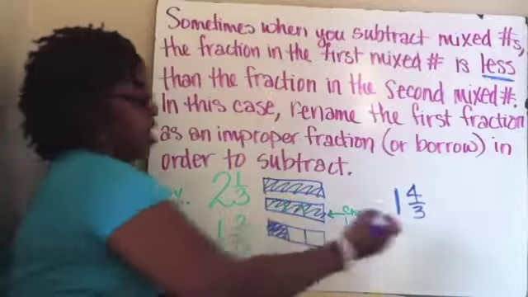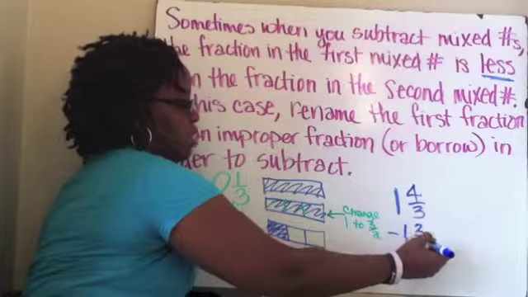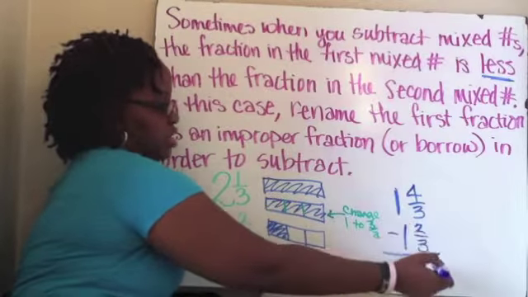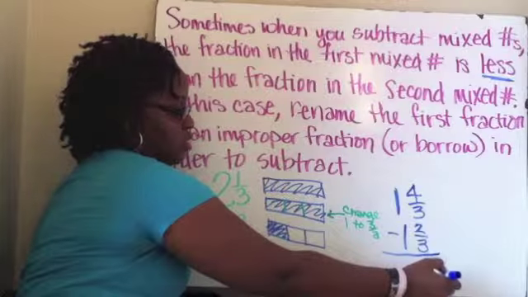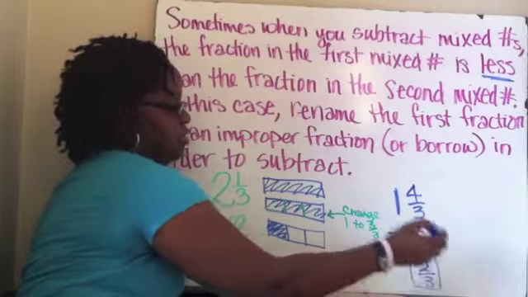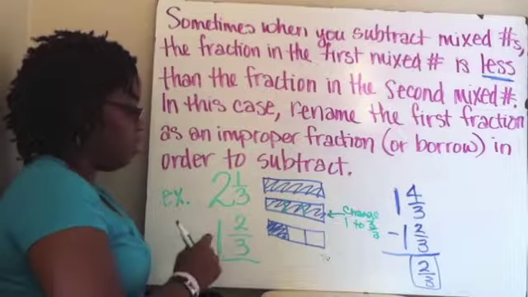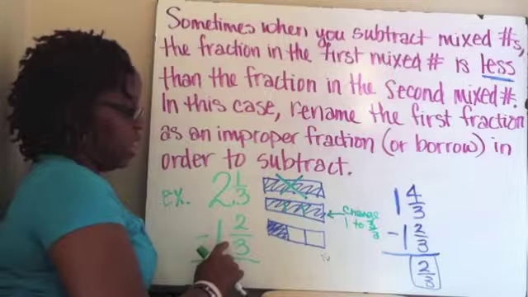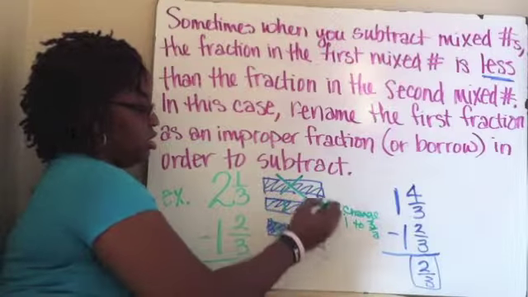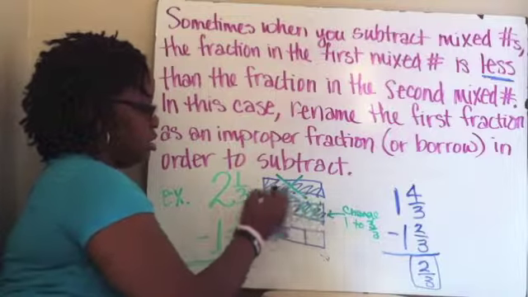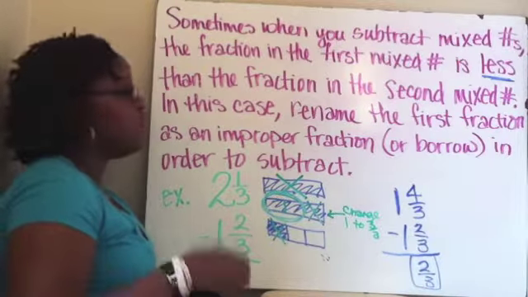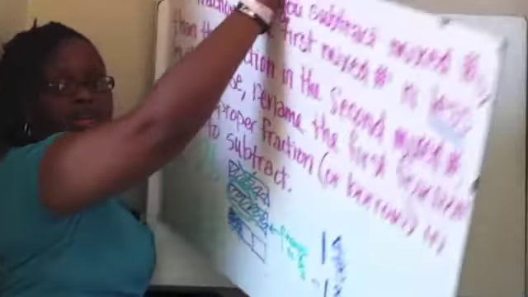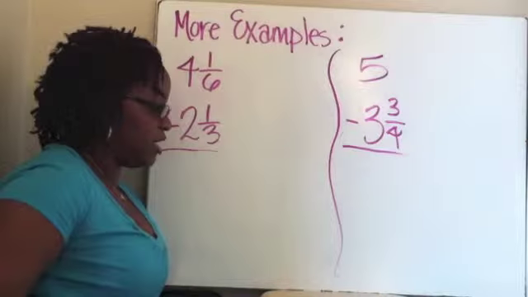Now, I can take away 1 and 2/3, okay? Because 4/3 minus 2/3 leaves me with just 2/3. And of course, that's in simplest form. We can also look at that with the model. So I'm taking away 1 whole, okay? So this 1 whole is gone, and I'm taking away 2/3. So here's 1/3, 2/3, and so all that's left is 2/3. Okay, so I know that that can be a little bit tricky, so we're going to do some more examples with the borrowing or renaming as an improper fraction.